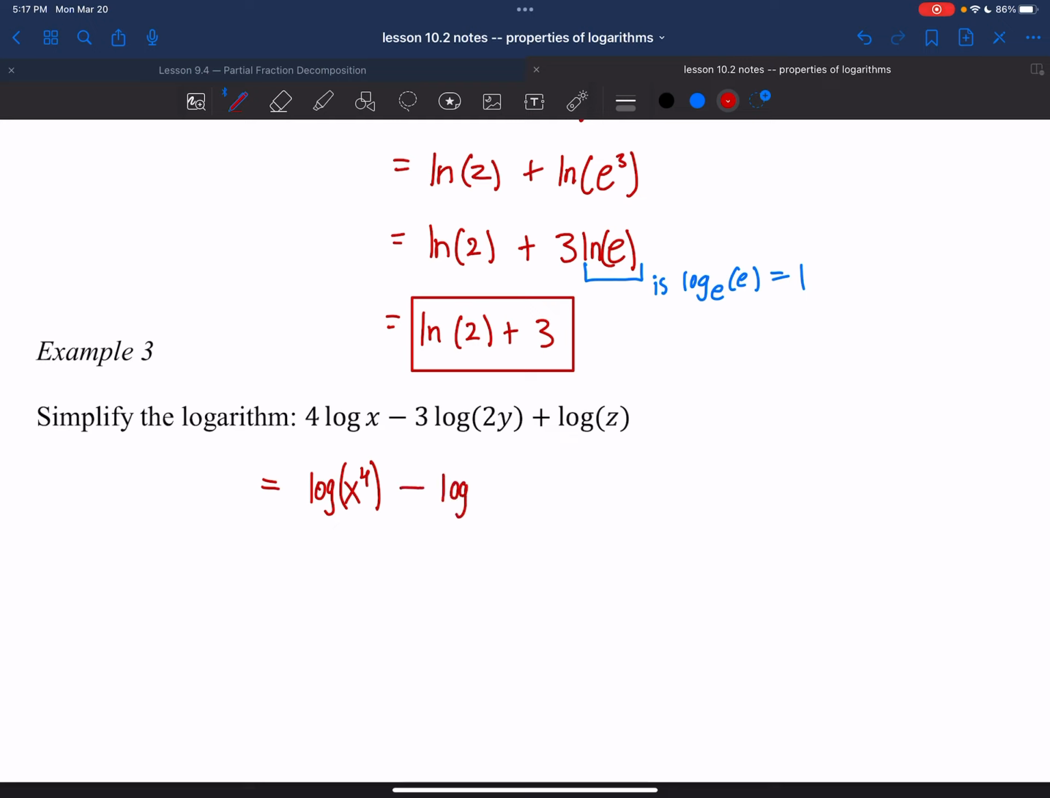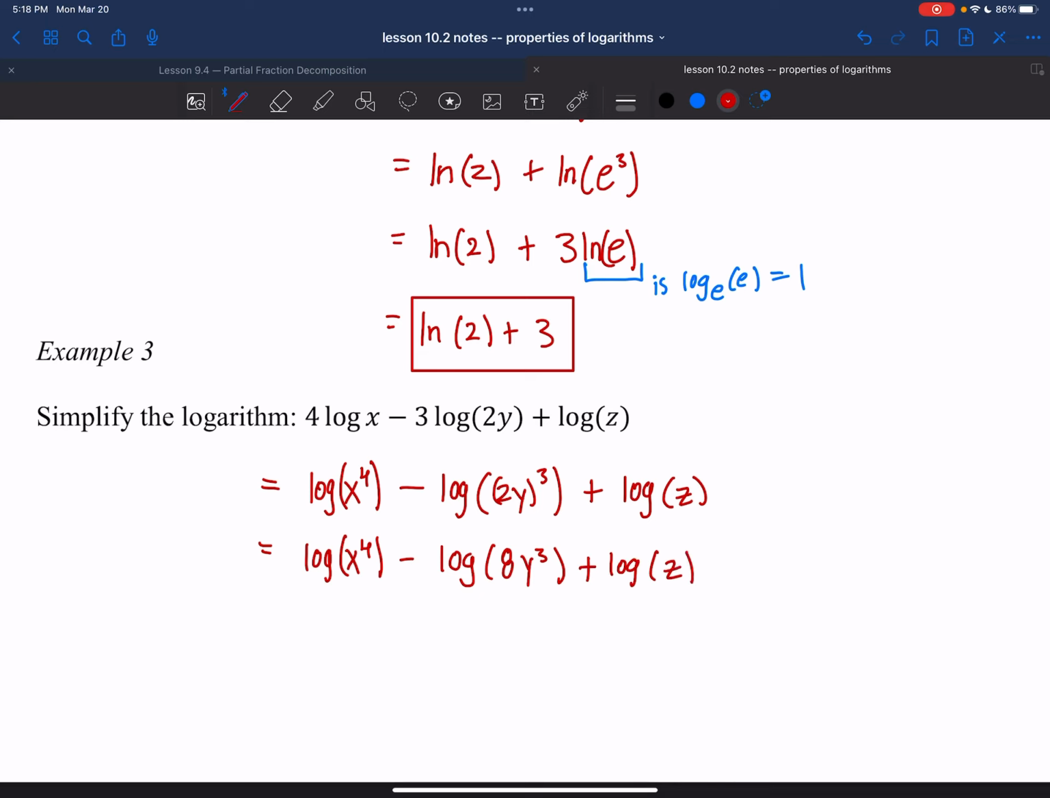Minus log base, you see this is 2y quantity cubed. That cube is actually going to apply to the 2 and to the y, so we've got to be careful with that. And then, of course, this is just log base 10 of z. Okay, well, real quick, just so I can see this expansion here, that cube is going to apply to the 2 and the y, so that's actually 8y cubed, and then plus log z.